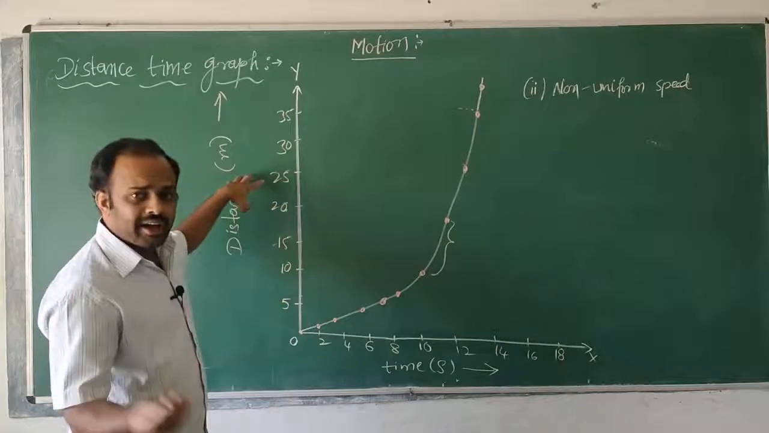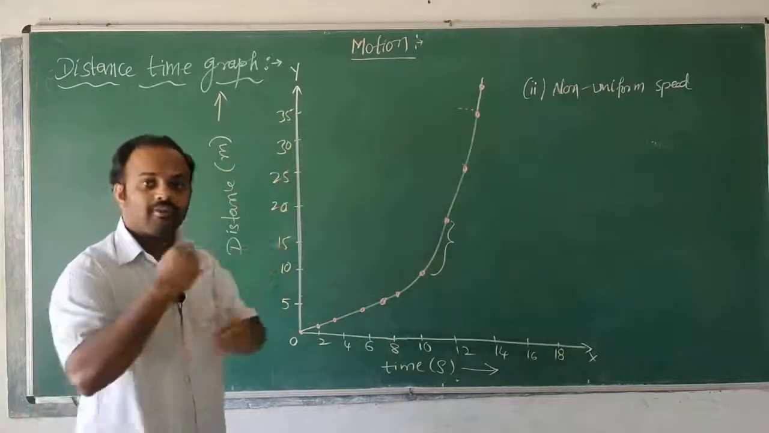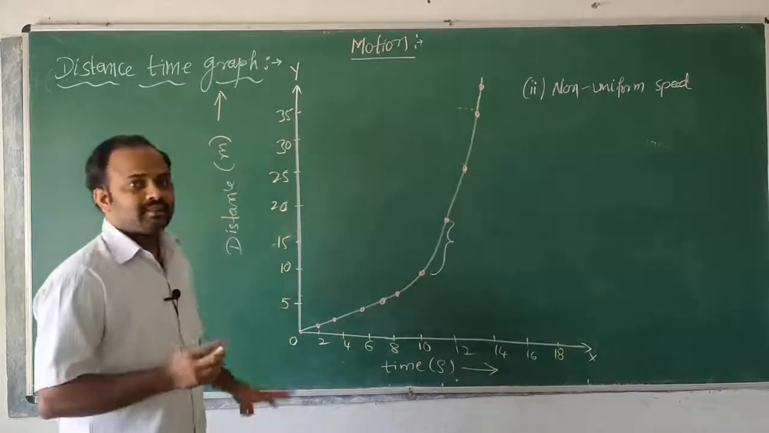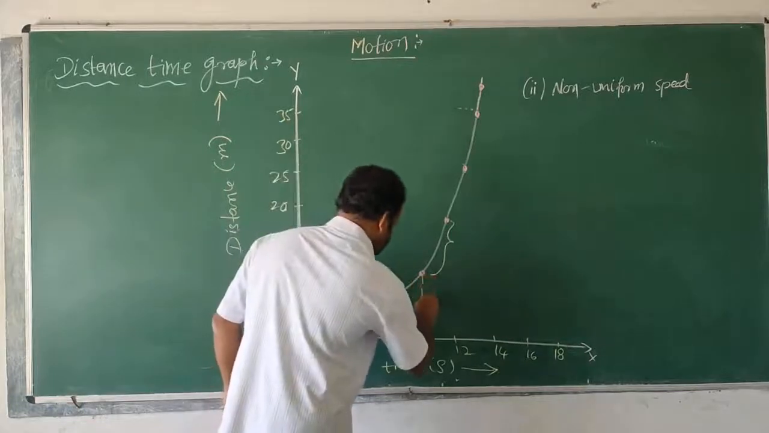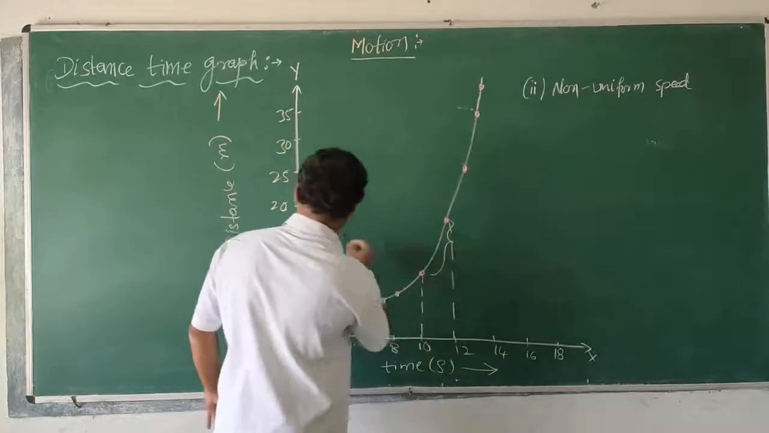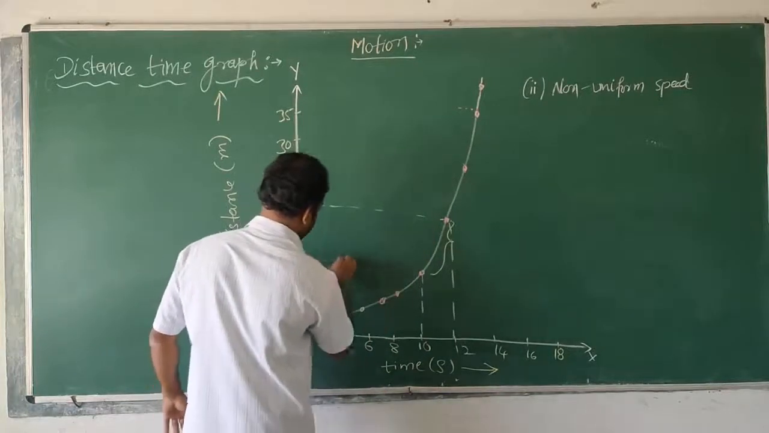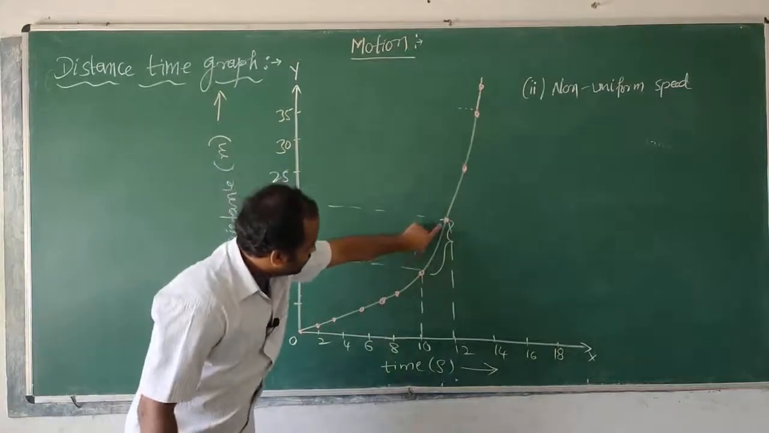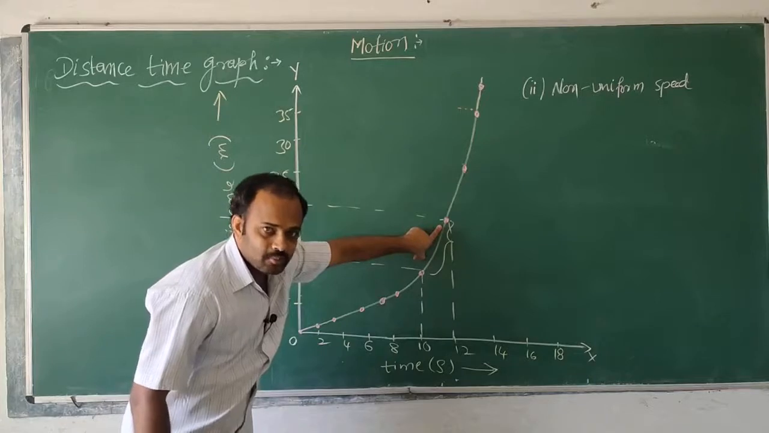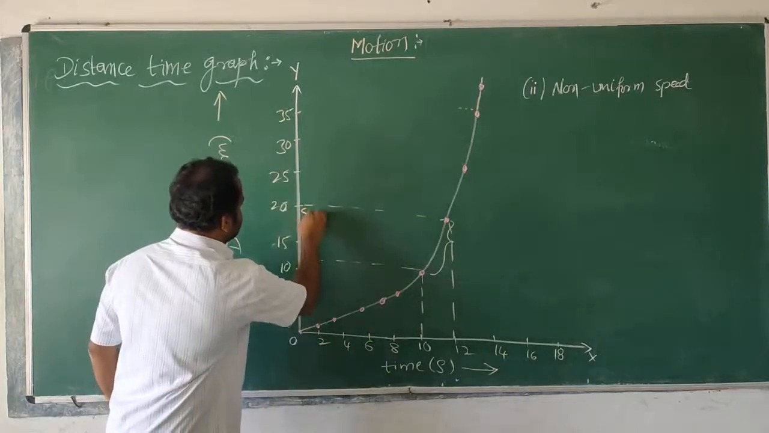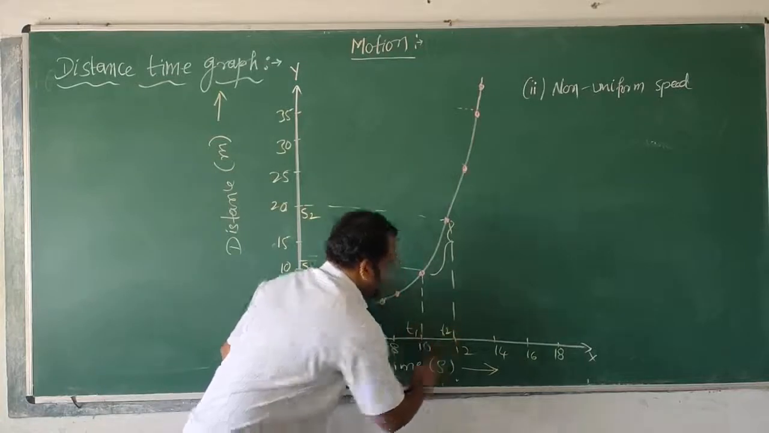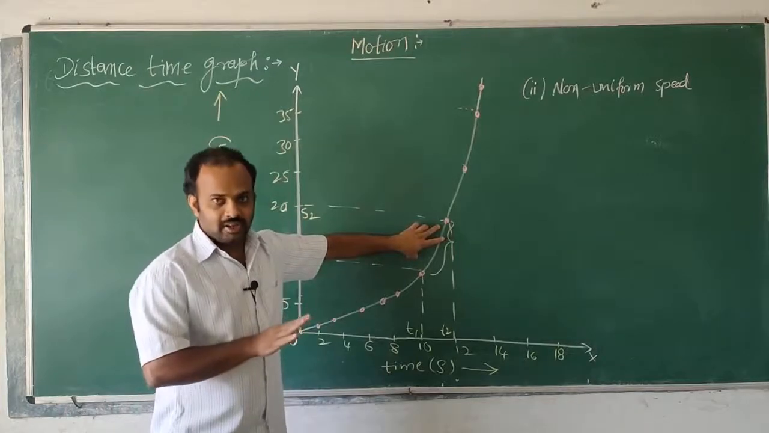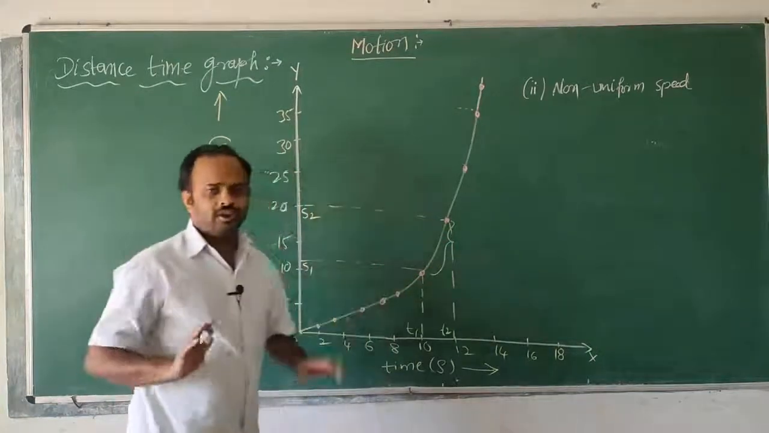For the earlier case, we got a straight line for uniform speed. For non-uniform speed, we cannot get a straight line. If you want to find the velocity at these two points, we take this as S1, this as S2, and this as T1 and T2. We can find the speed at these two points. Speed is not constant here, therefore velocity is also not constant.